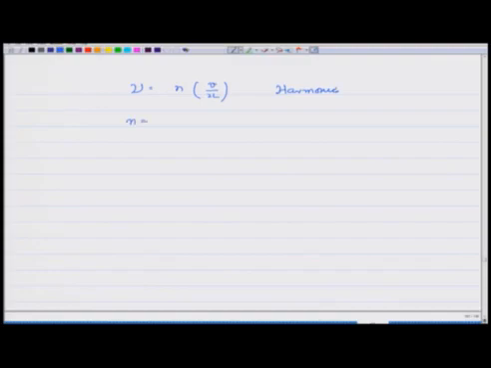So, n equals 1 is the first harmonic, n equals 2 is the second harmonic, and so on. N equals 3 will be third, n equals 4 will be fourth harmonic, and so on. The frequency V over 2L, notice that the expression is the same as in the case of the string, is known as the fundamental frequency.